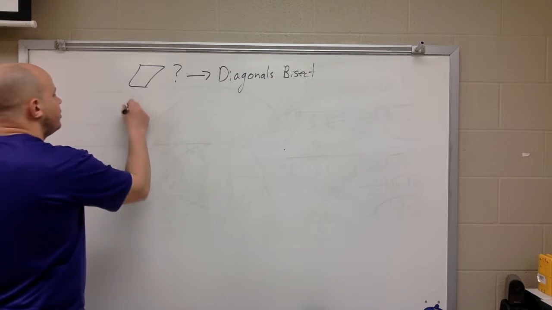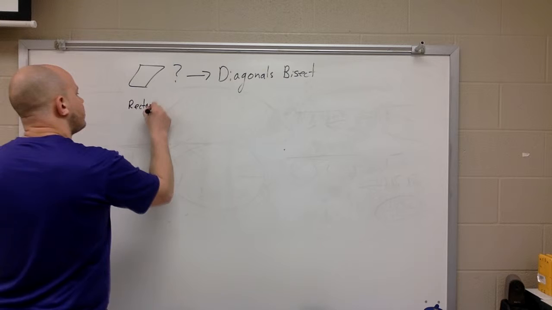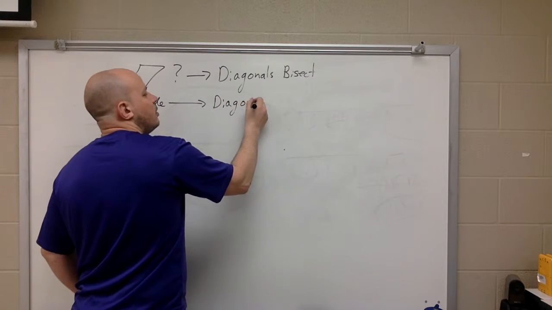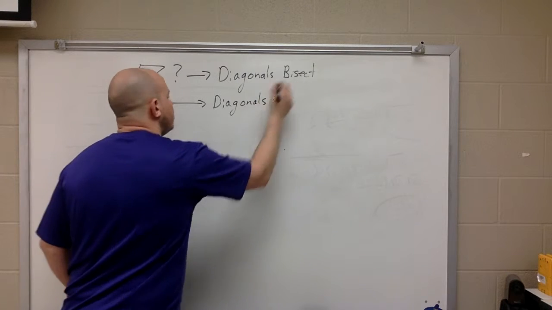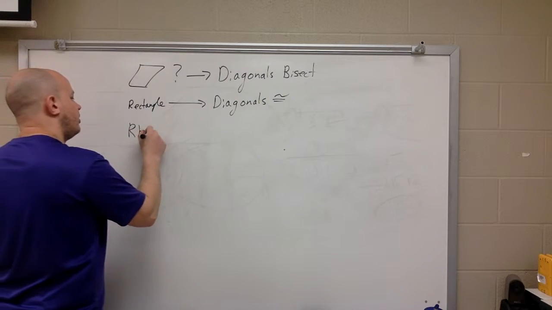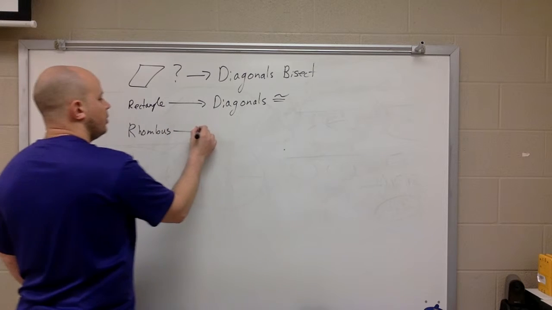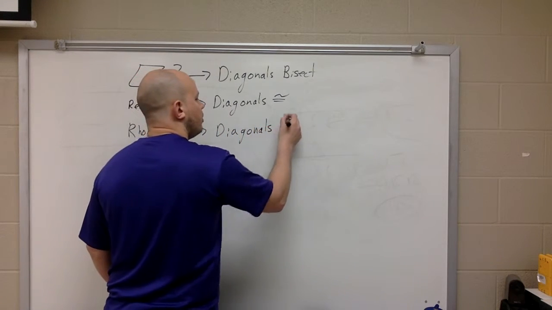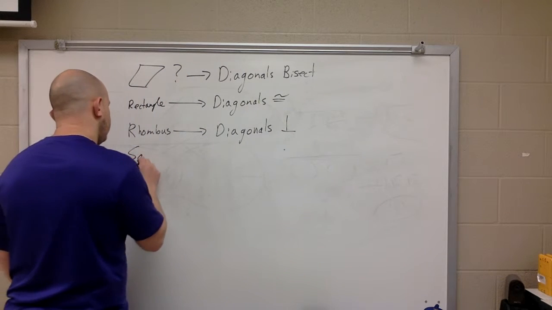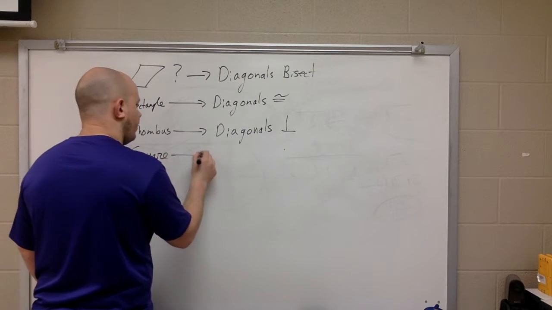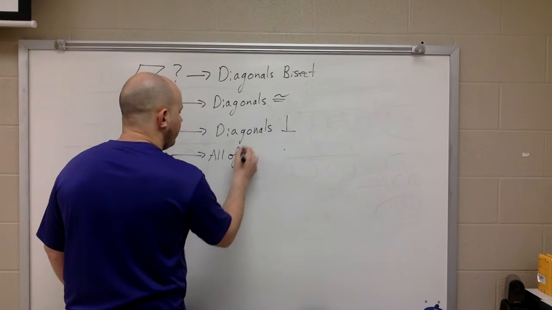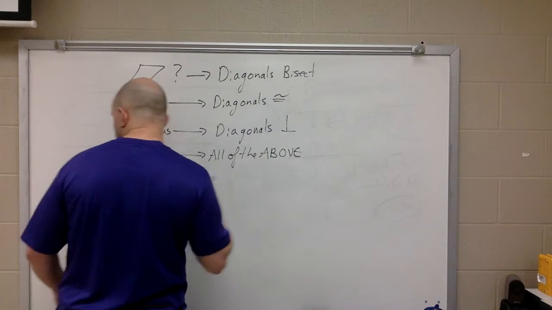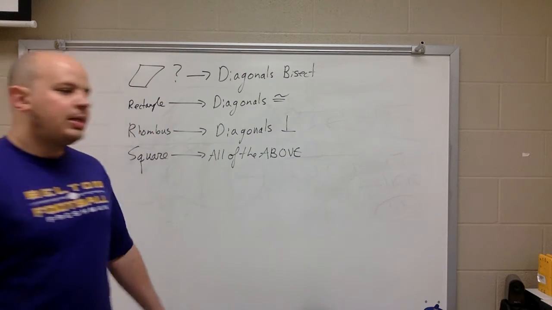A rectangle: diagonals congruent. And then a rhombus: diagonals perpendicular. And then a square there: all of the above. Boom. Easy.